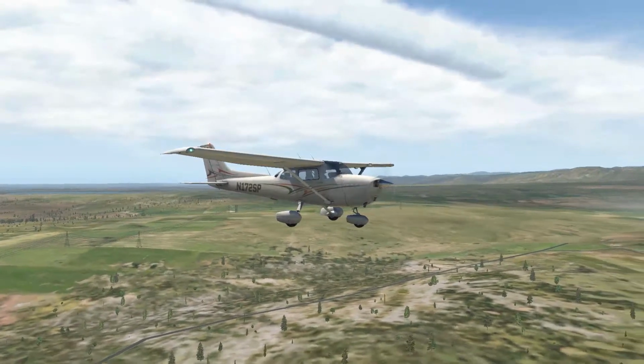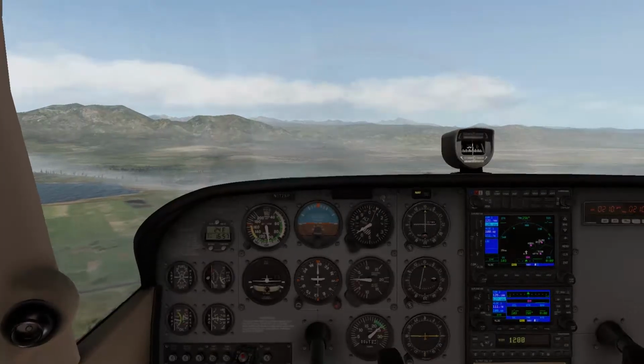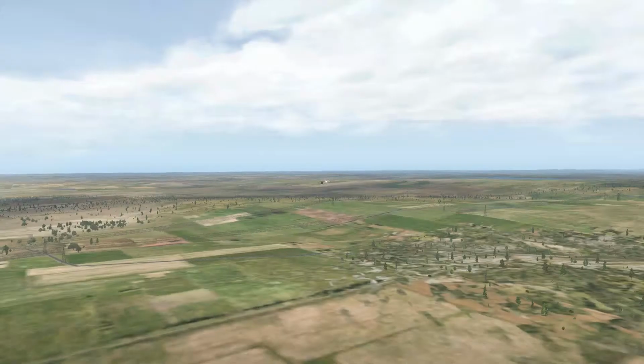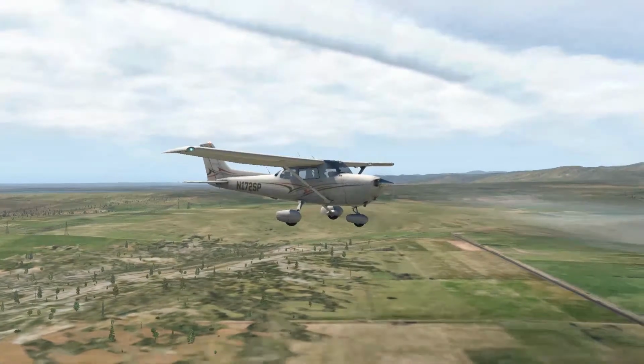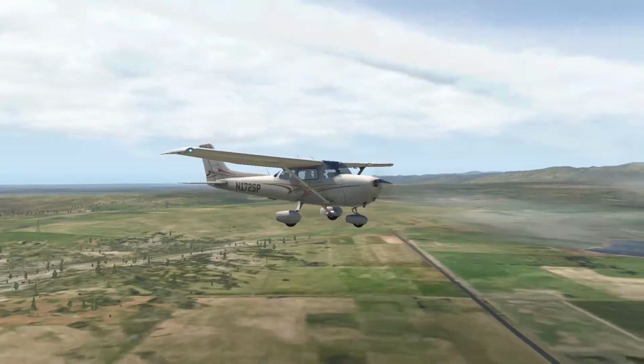In this week's episode, we're going to take a look at the Cessna 172. We're going to take a look inside the cockpit at what all the instruments do. And then we're going to discuss some common misconceptions people have about aircraft. So stick around for that.